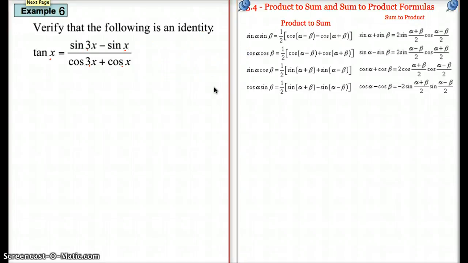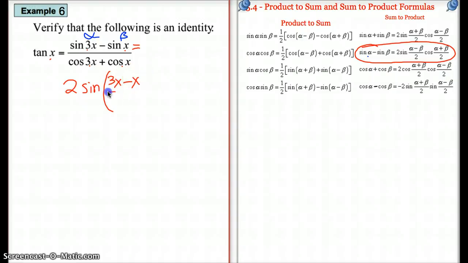So we're going to change the sum in the numerator to a product according to this formula, because I have a difference of two sines. I see that my alpha is going to be 3x and my beta is going to be x in the numerator. So I'm going to use the formula and write the top as 2 sine of, it looks like I need to subtract, alpha minus beta, and divide it by 2. I also need to multiply that by the cosine of alpha plus beta, so 3x plus x, divided by 2.